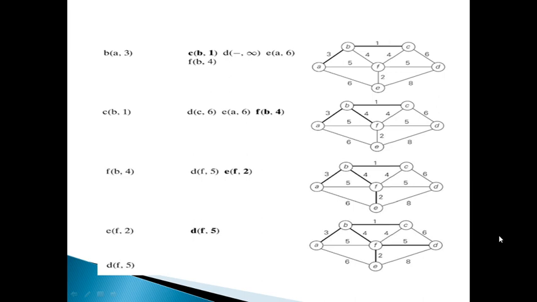And from B, we can't reach E, so we will not change that value. So E is directly reachable from A with a weight of 6. If you compare, A to F is of weight 5 and B to F weight of 4. So as B to F weight is less, we replace A to F with B to F.